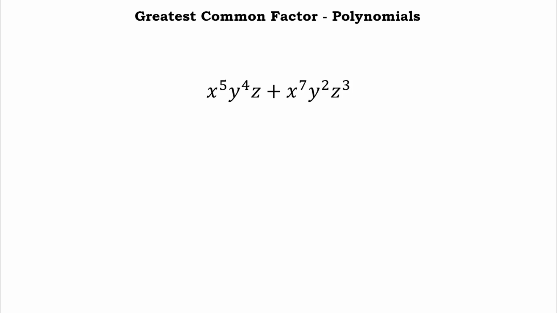So with this one I have x to the 5th y to the 4th z plus x to the 7th y squared z cubed. Well, on the x's, the lowest exponent is x to the 5th power. So I know I can take x to the 5th out for sure. On the y's, I have a squared is the lowest, so I can take a y squared out. And on the z's, z to the first power. There's a 1 understood right there, so I can take just a z out.